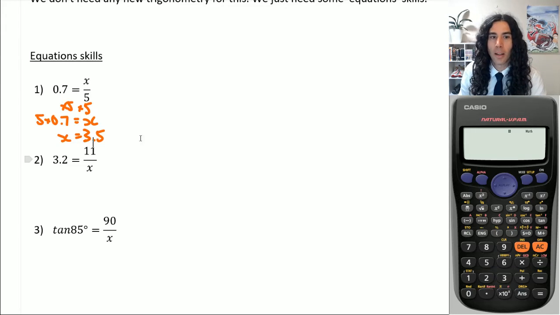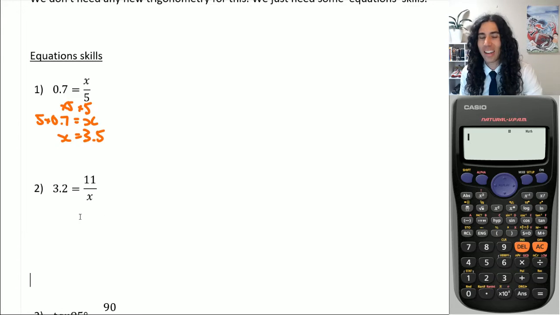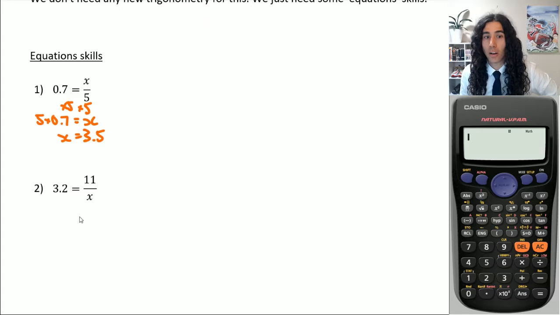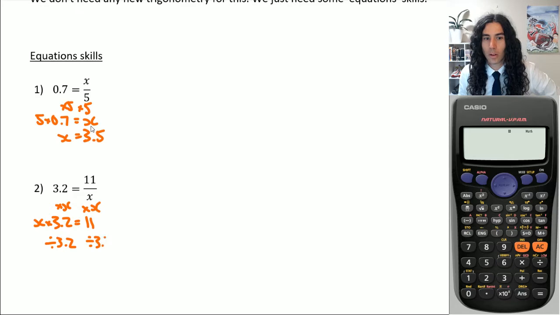But now, what do we do if the x is on the bottom? Going to need an extra step. I'll start off with that same timesing by what's on the bottom. In this case, it's x. So we get x times 3.2 equals 11. But now, x is not by itself. So we're then going to divide by 3.2. Divide by 3.2. And you get x is 11 over 3.2.